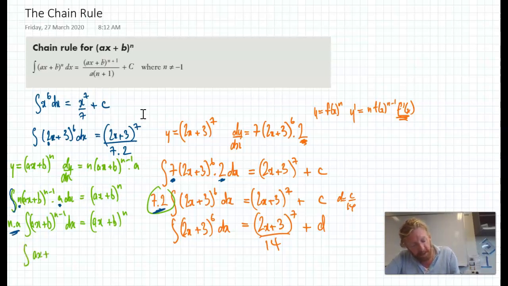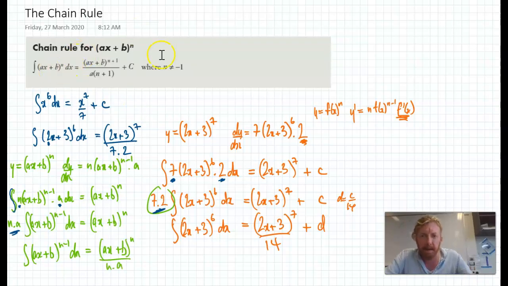Integral of (ax plus b) to the n minus 1 dx equals (ax plus b) to the n on n times a. Now this looks pretty similar to what we've got up here. I didn't mention this, n can't be equal to minus 1. That's only because that denominator will become 0. But we'll see what goes on there.